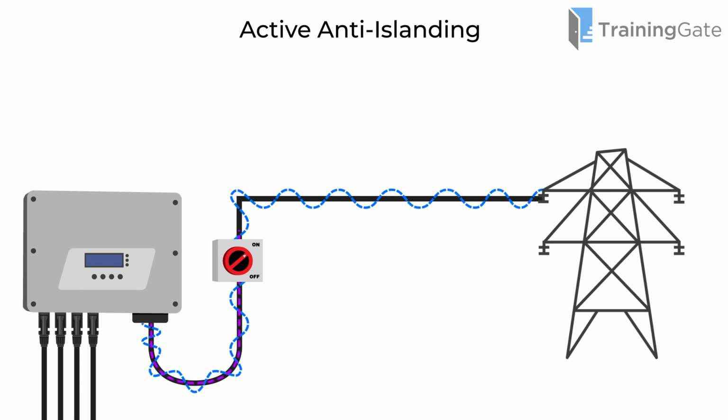Active anti-islanding employs more sophisticated techniques, such as communication with the grid and sending specific signals to detect grid failure accurately. This ensures a faster and more reliable detection of islanding.